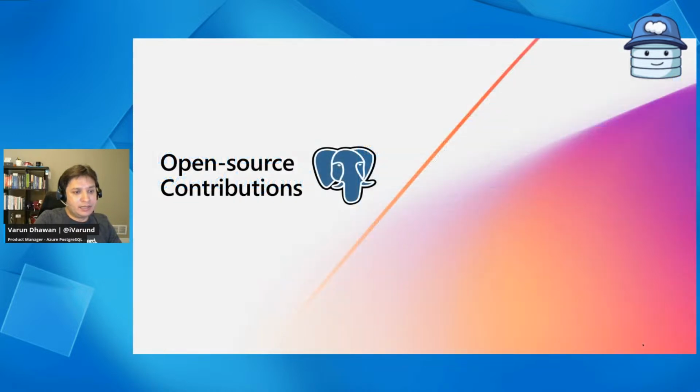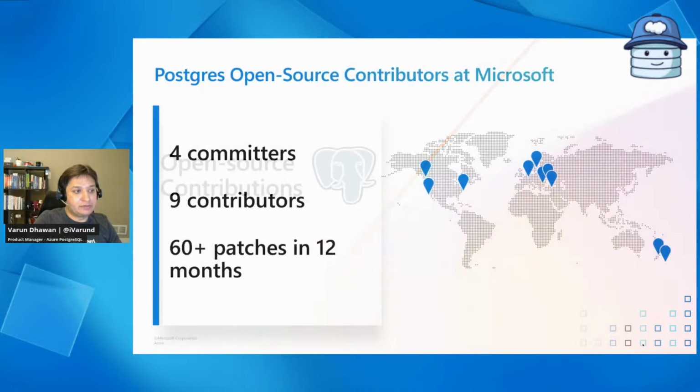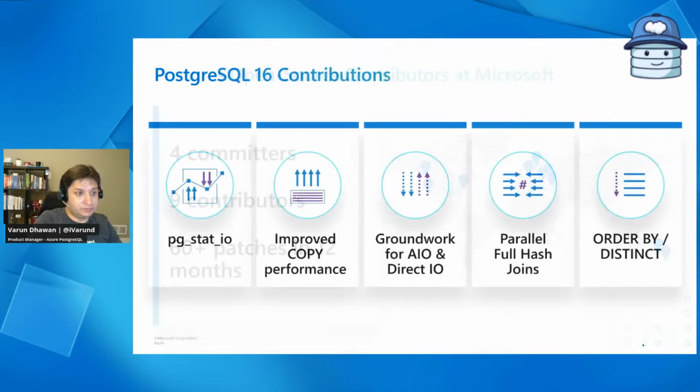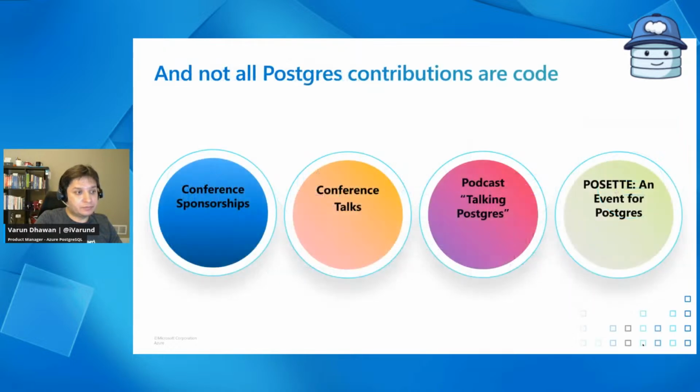I'll be a little quick with these slides, but these are some highlights of the open source contribution. We have a bunch of committers all over the globe. I think even this list is slightly dated, as we have more committers. There are 60 patches committed in the last 12 months, and I think this is only updated until March, so I bet this number is much higher right now as we prepare for the Postgres 17 launch. This is some high-level contribution, with the most significant one being pg_stat_io.